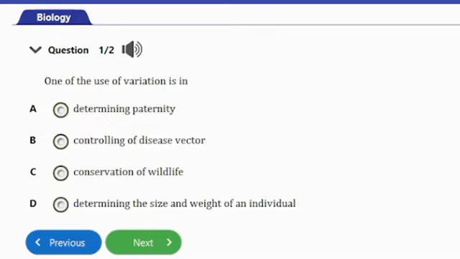It says, one of the uses of variation is in A, determining paternity, B, controlling of disease vector, C, conservation of wildlife, D, determining the size and weight of an individual. So guys, the answer to this question is option A, and that's determining paternity.